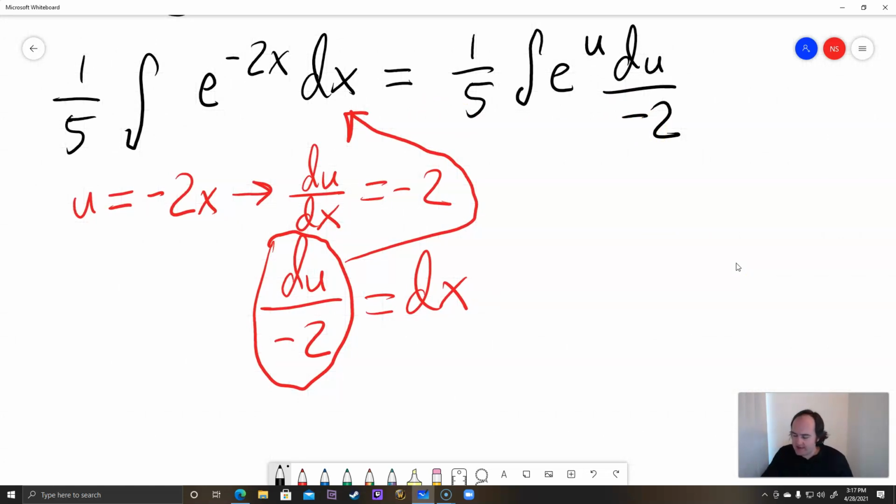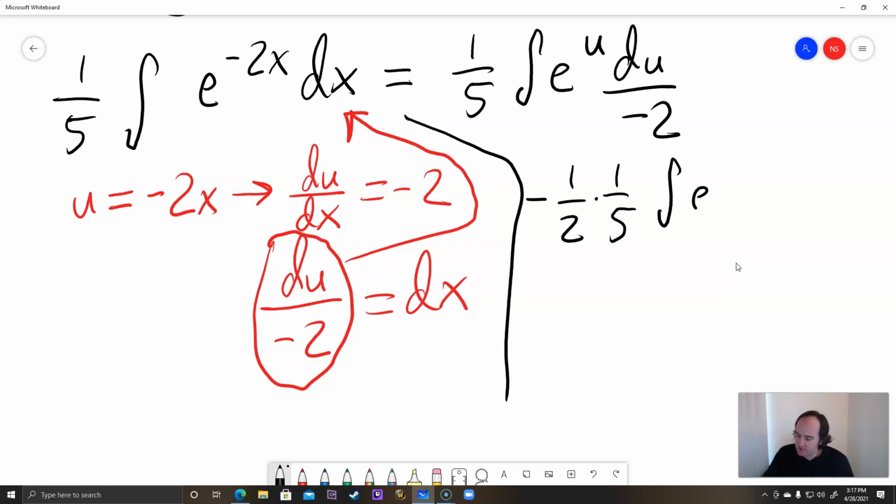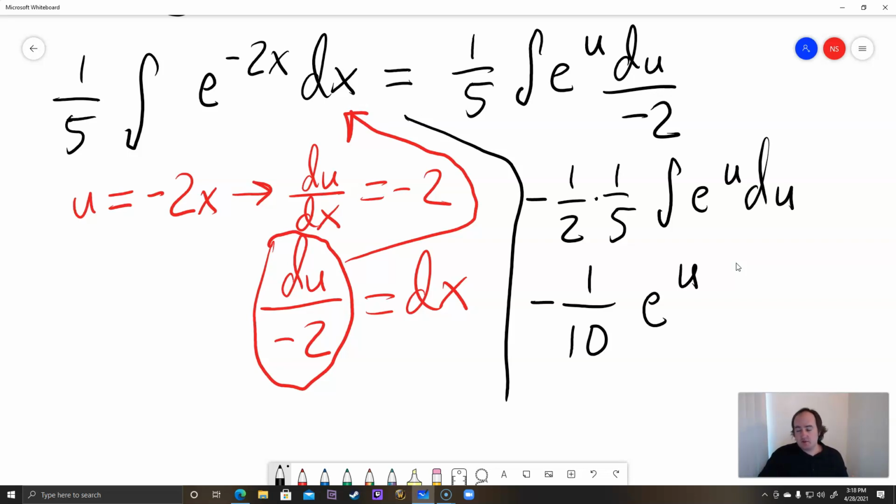So we're going to get negative 1/2 times 1/5 out front. And then we have the integral of e to the u du. So multiplying those fractions straight across, we get negative 1 times 1 on the top, and negative 2 times 5 is 10 on the bottom. So we're going to have a negative 1/10. And then remember that the integral of e to the u is just e to the u. Okay, so we're going to have negative 1/10 e to the u. But then in this problem, u was negative 2x. Okay, so this is going to be negative 1/10 e to the negative 2x.